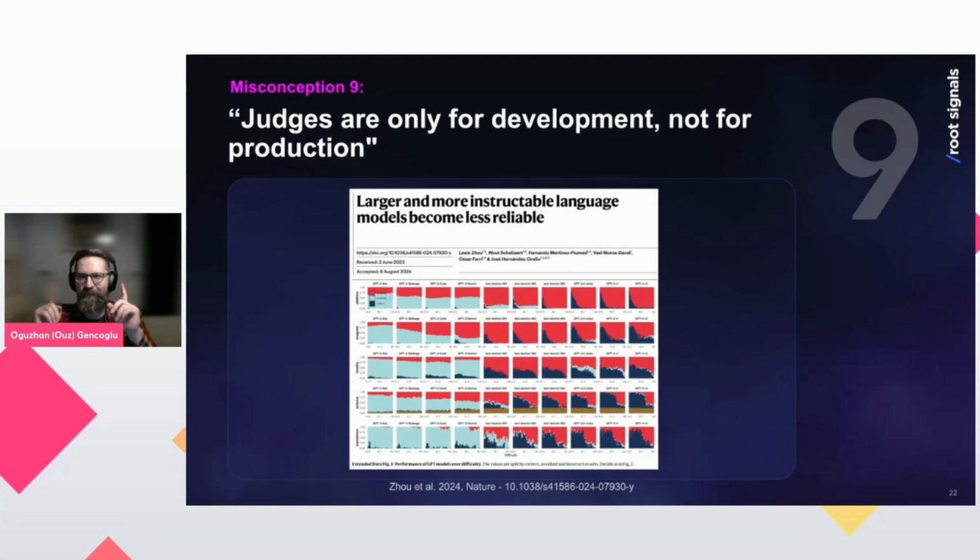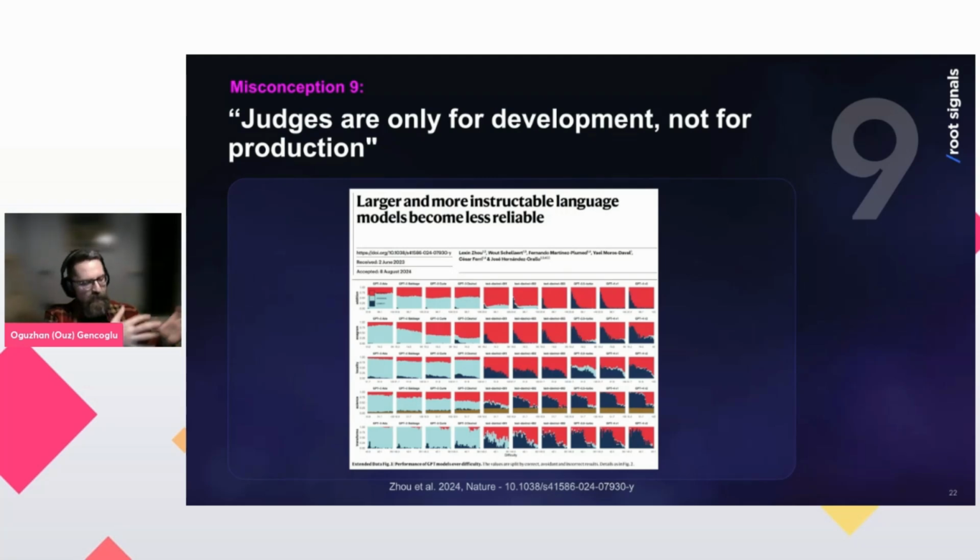But there's an even more interesting fact, which I would maybe call a bummer. The fact is that more instructable, larger, smarter models are actually less reliable. So all these GPT-4s and Anthropics and all these foundational models can do pretty complex tasks, but they are even less reliable. It's even harder to draw the decision boundary.